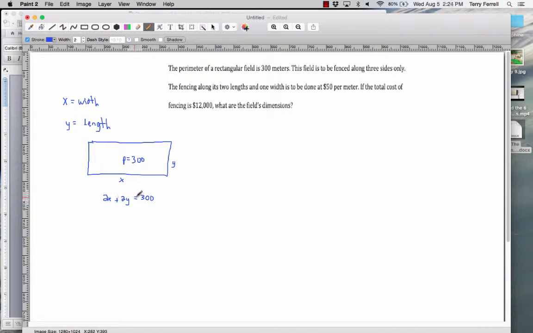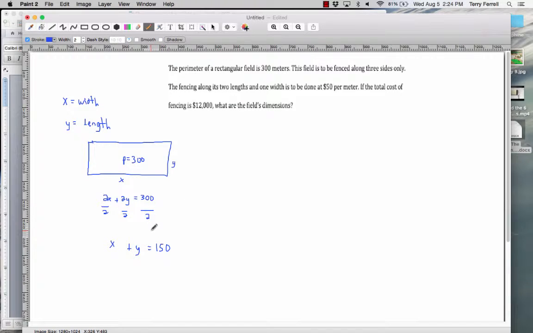So I want to take this and simplify it. I'm going to divide everything by 2. Why would I want to do that? We'll see in a minute. x plus y equals 150. I want to write everything in terms of either my width or just my length, because I want the width or length by itself, since it said this field is to be fenced along 3 sides only. So I'm going to have to use that. I want to solve for one of the sides, because I'm going to have 2 sides and a third.